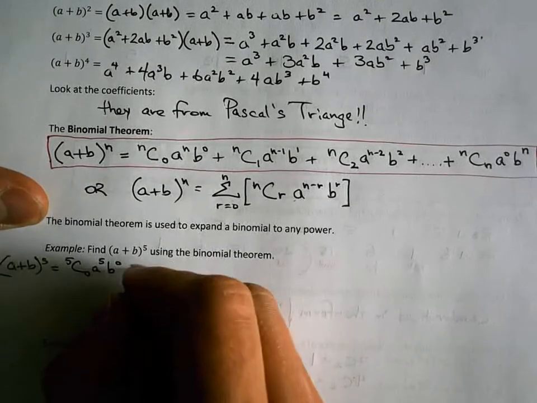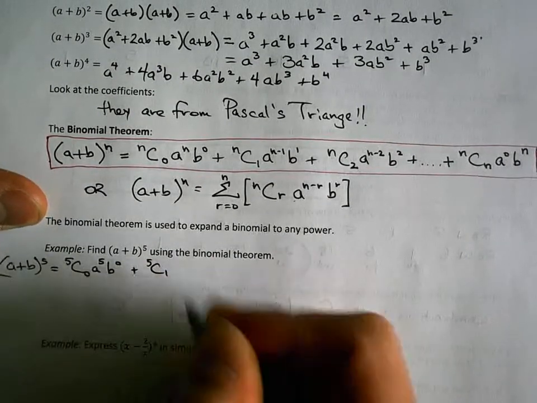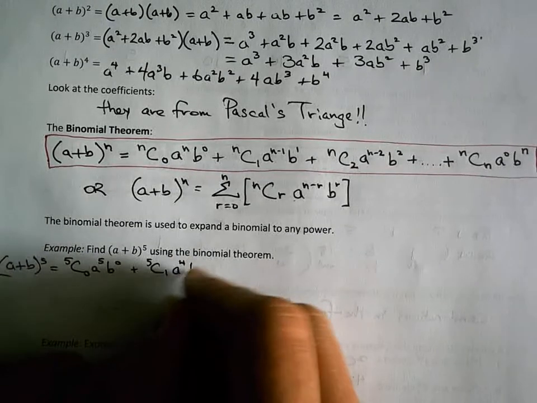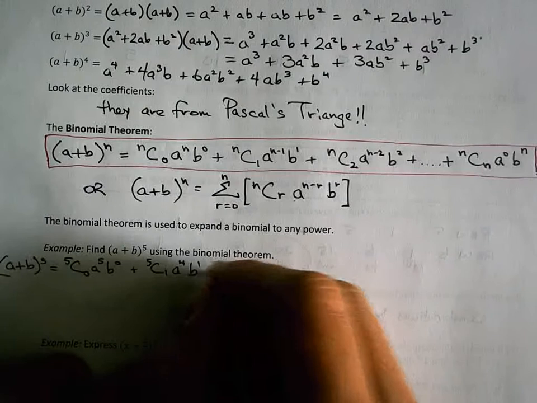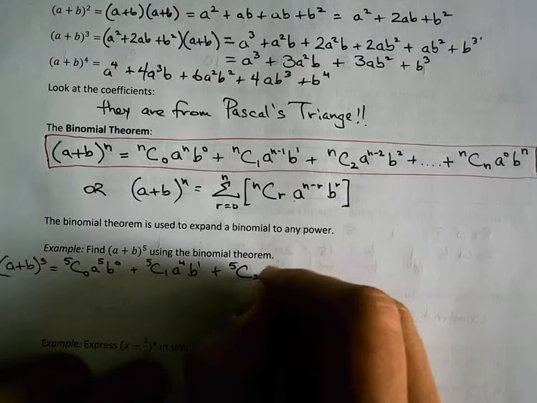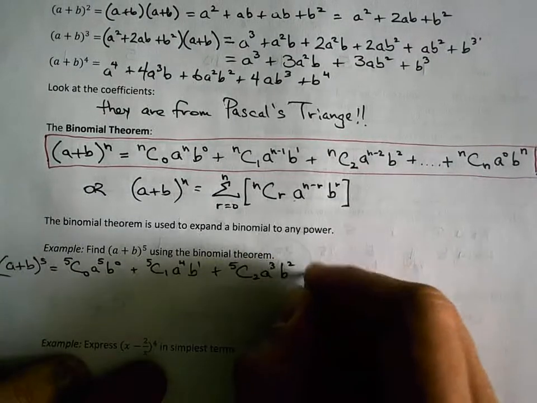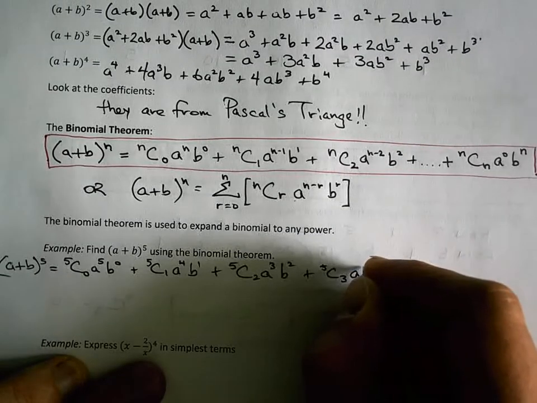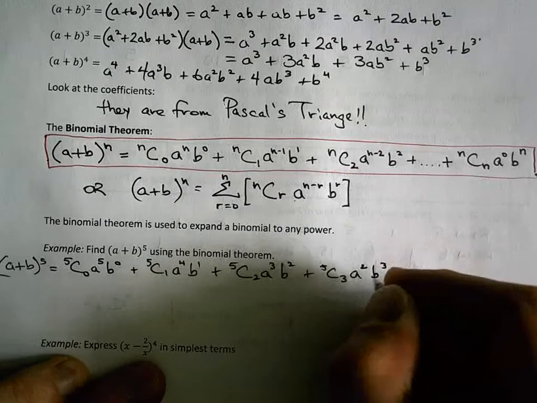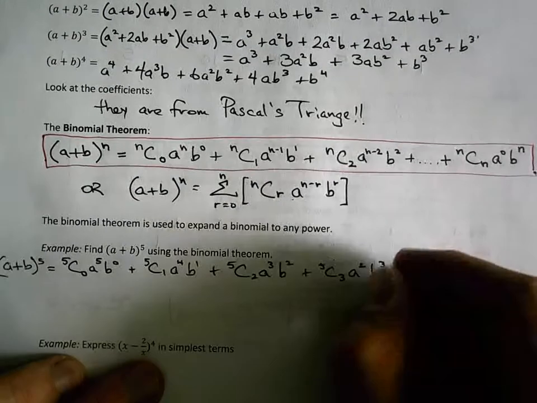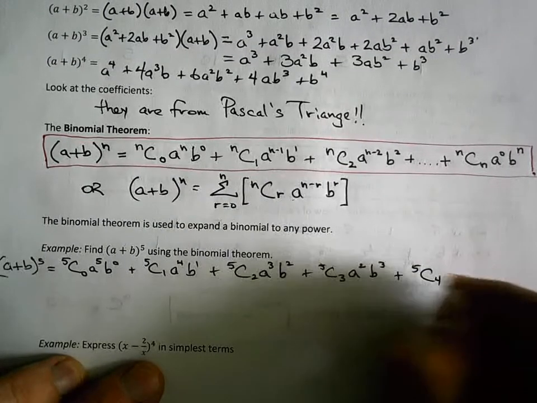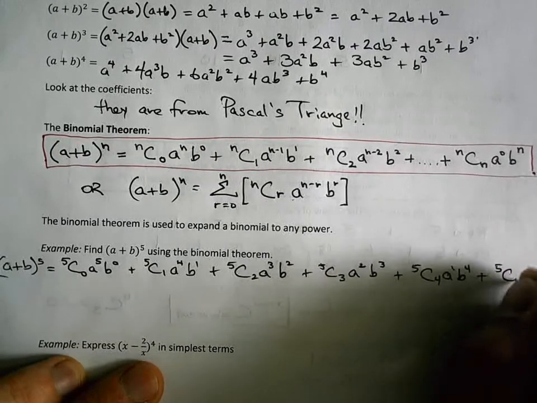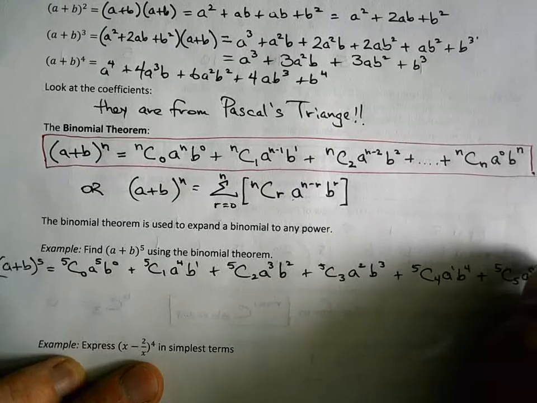Okay, then my next term is 5 choose 1. It's the next entry in Pascal's triangle. My a's gone down by 1, my b's gone up by 1. Okay, 5 choose 2. Now my a is at 3, b is at 2. Plus 5 choose 3. A is now at 2, b is at 3. Okay, plus 5 choose 4, a1, b4, and then we have 5 choose 5, a0, b5.